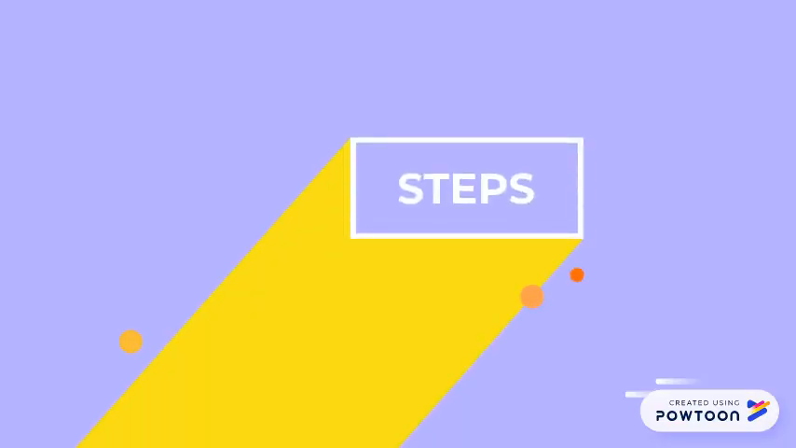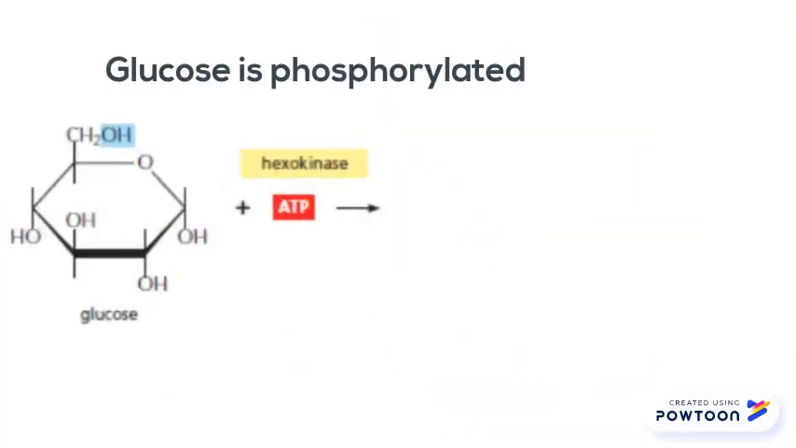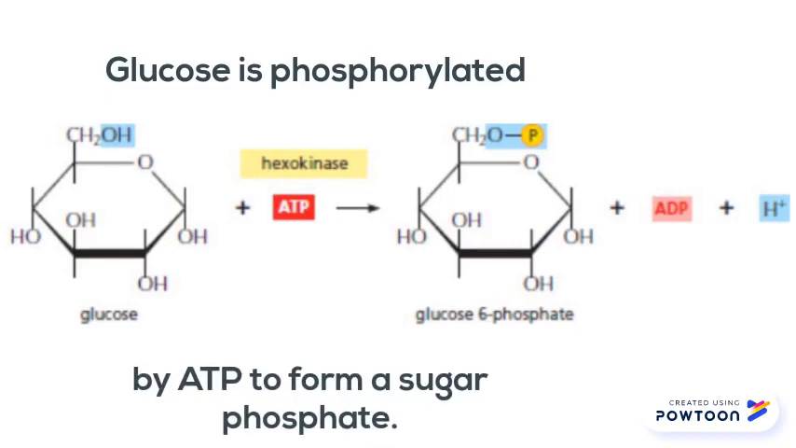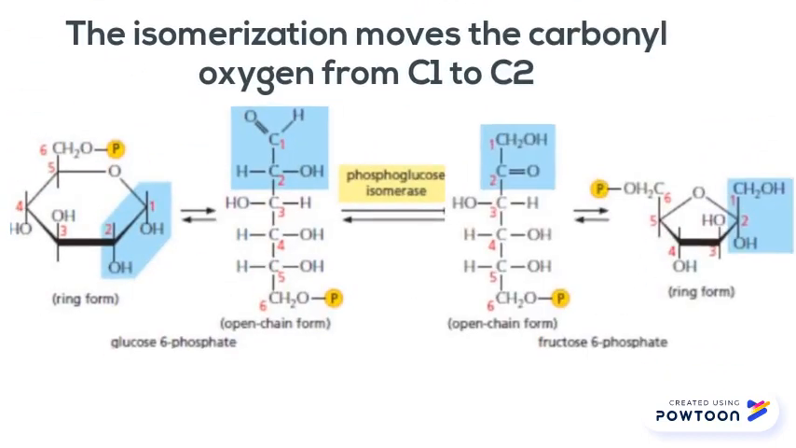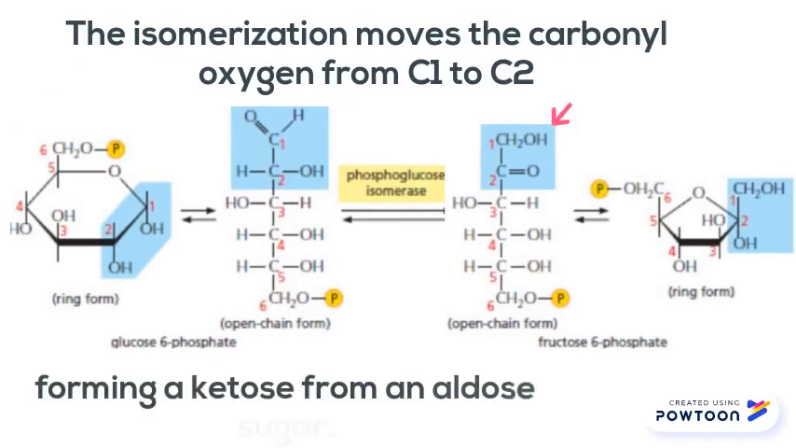Steps for the glycolysis. In the first step, the glucose is phosphorylated by ATP to form a sugar phosphate. The isomerization moves the carbonyl oxygen from C1 to C2, forming a ketose from an aldose sugar.